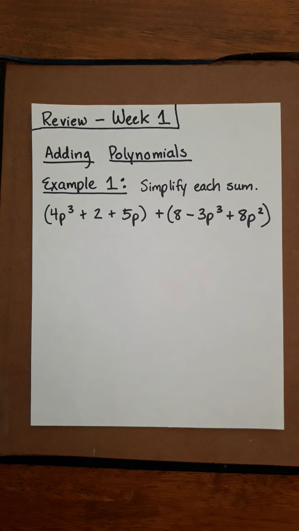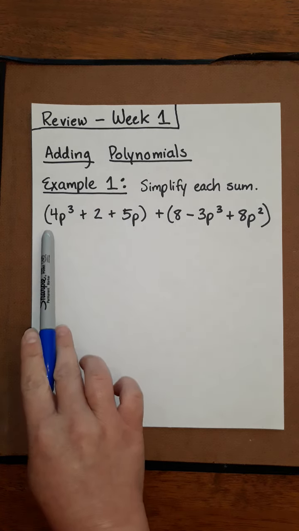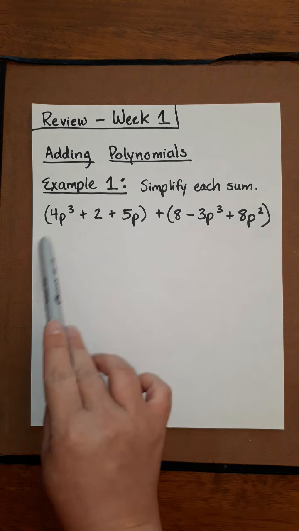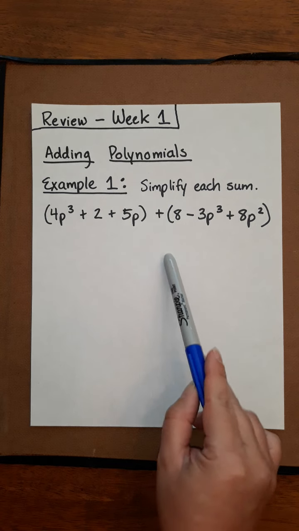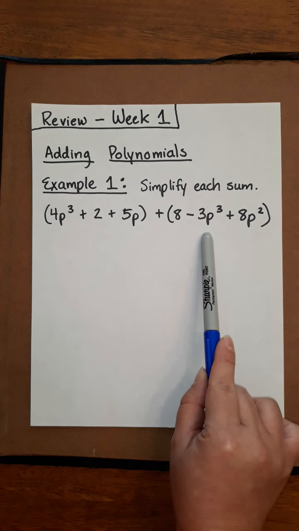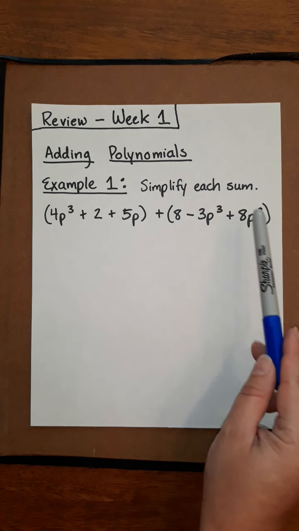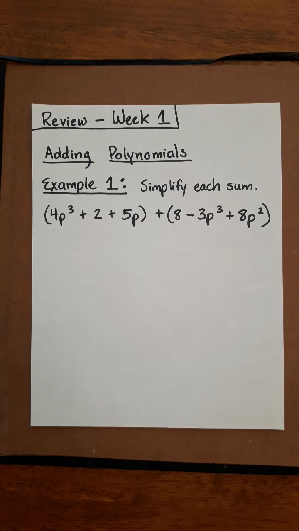So our first example here is adding polynomials. And we have 4p^3 plus 2 plus 5p as our first polynomial, and we're going to add it to 8 minus 3p^3 plus 8p^2. So remember, the main thing with adding polynomials is you have to combine like terms.